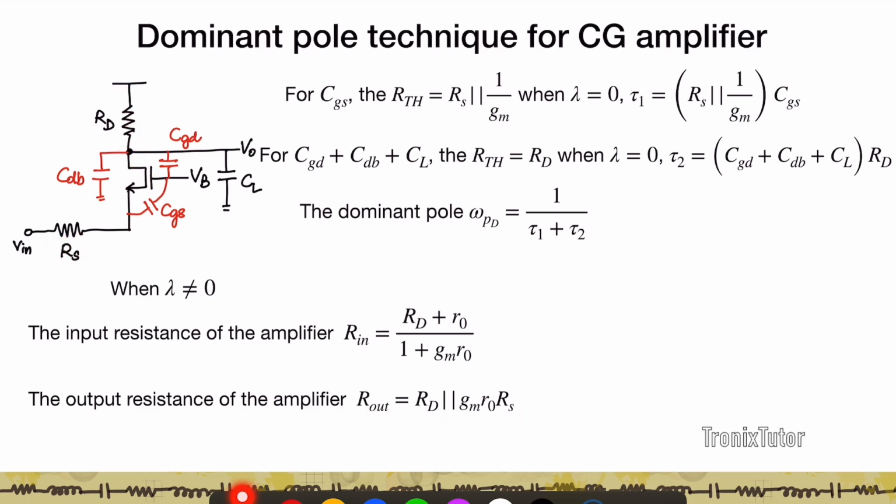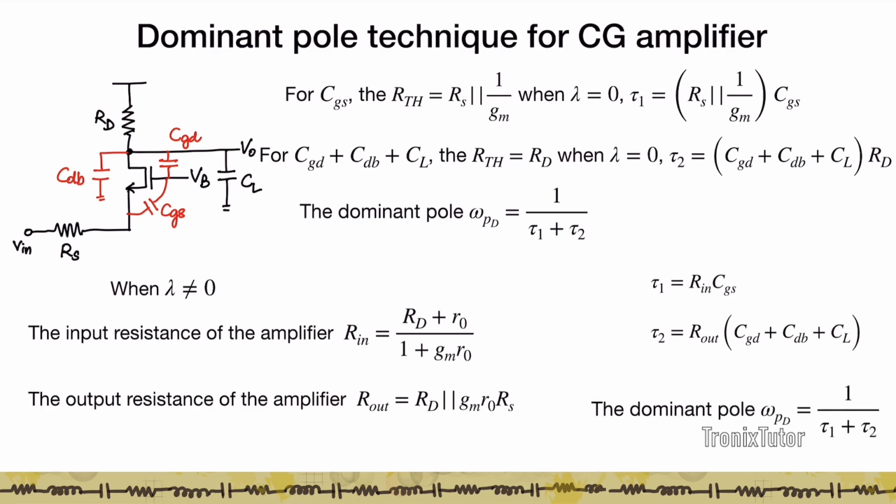So my R out changes to RD parallel gm R0 RS. And again, the rest of it remains the same. Find tau 1 using this R in, find tau 2 using this R out, and then the dominant pole can be found by 1 by tau 1 plus tau 2. So the dominant pole technique is a very quick, easy technique and generally gives you a handle as to what the 3 dB frequency is.